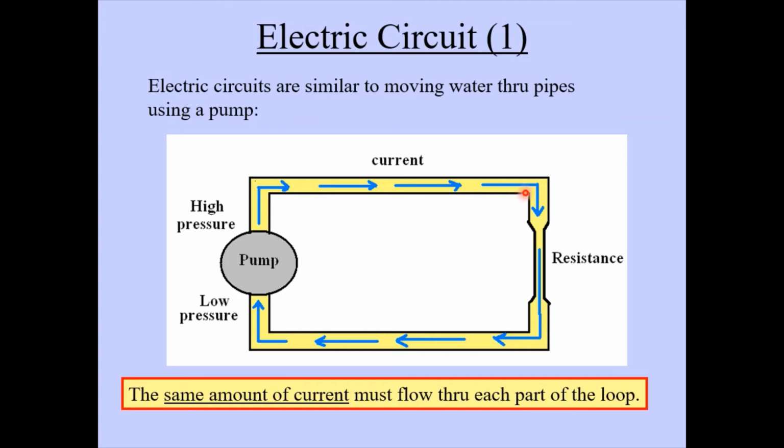It can't build up or leave the system. So if we have 2 gallons per minute flowing up here, we have to have 2 gallons per minute flowing through here, and we have to have 2 gallons per minute flowing down here, and also 2 gallons per minute flowing through the pump. This is one of the key things about a circuit like this: wherever we look at the current, it's identical. The same amount of flow must occur everywhere.